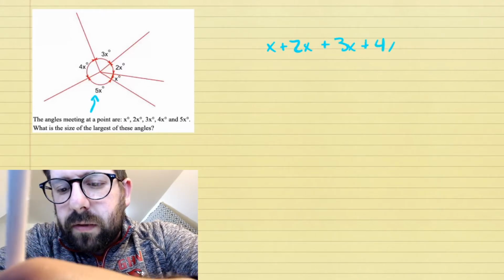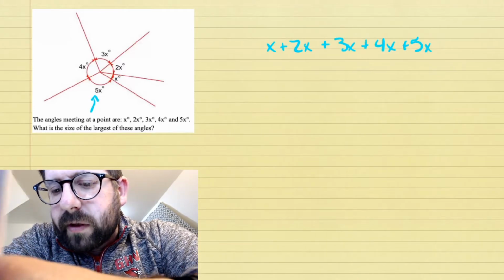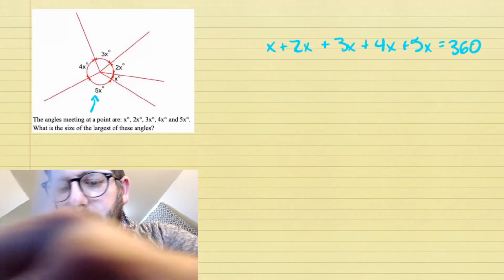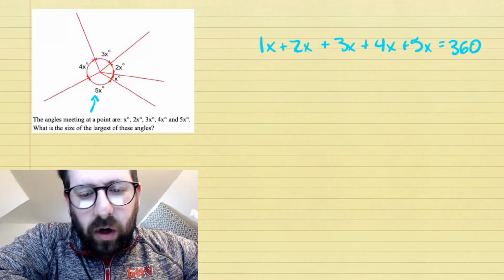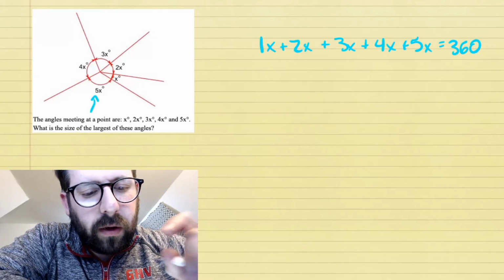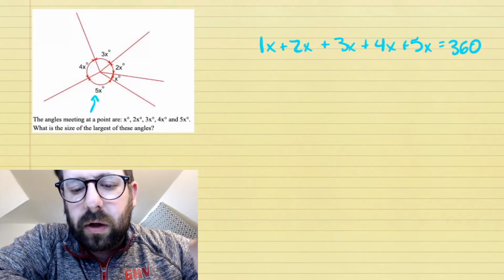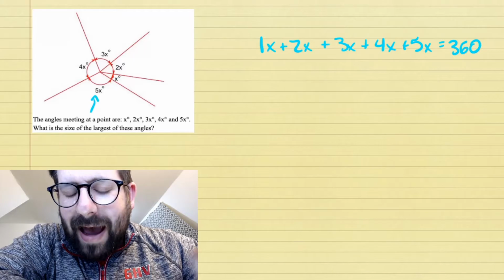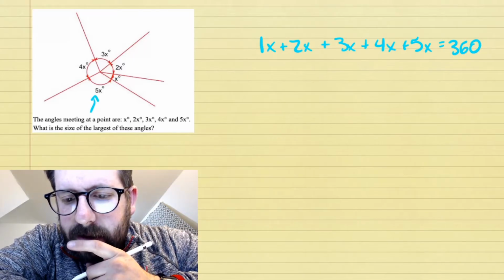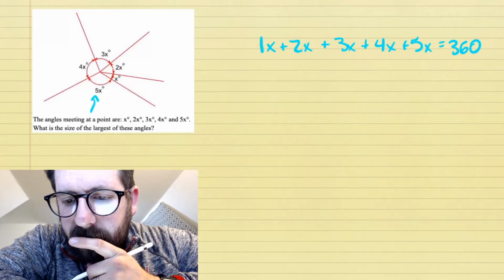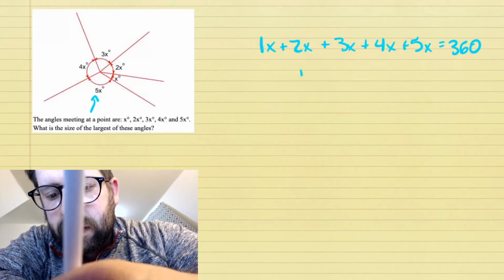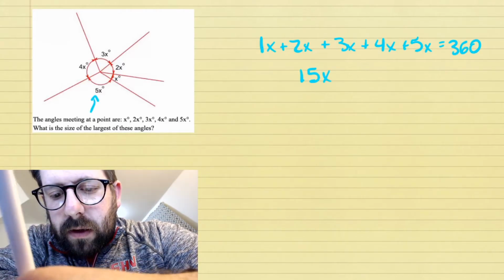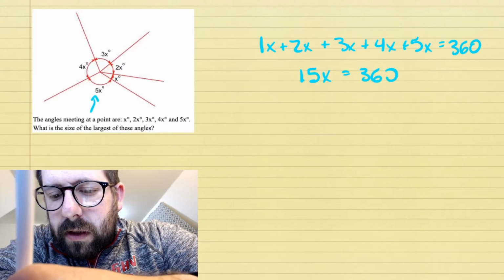x plus 2x plus 3x plus 4x plus 5x. And that should equal 360, makes a full circle. Now the x in the front is a 1x, so just so you know that, I'd put the 1 there. If they don't have it printed, it's always assumed it's a 1. It's one of those math facts. Alright, so adding these up, we have 15 x's on this one. 2 plus 3 plus 4 plus 5 plus 1, that's 15 x's. And that makes 360.